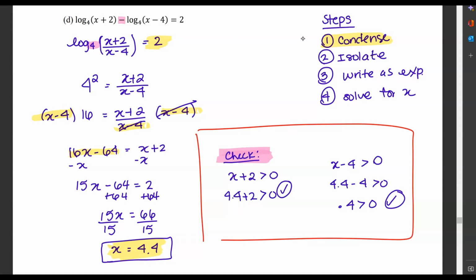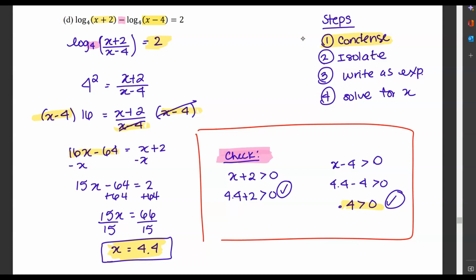So the last thing we really want to do is check. Again, we want to come back over here and check to make sure that what's inside that logarithm is positive. So x plus 2 is greater than 0. If I plug in 4.4 plus 2, that's going to be greater than 0. If I plug in 4.4 and I subtract 4, turns out that is also going to be greater than 0. So we are good, and that answer definitely works.